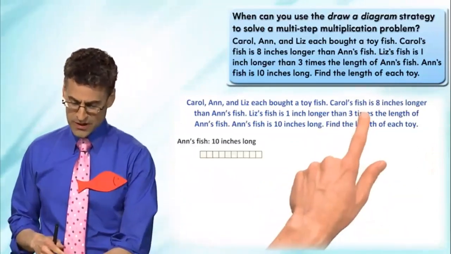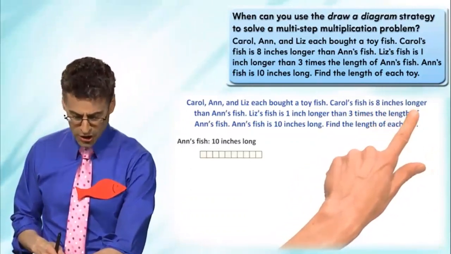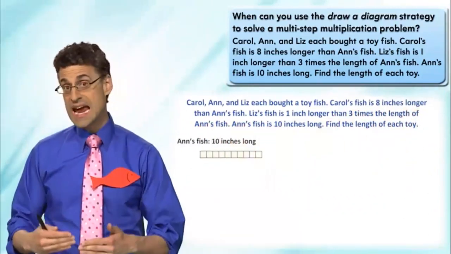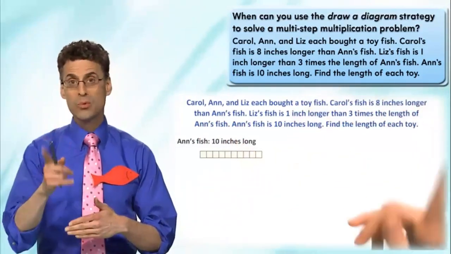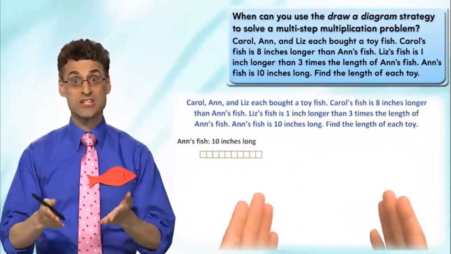So we know that Carol's fish is 8 inches longer than Ann's fish. 8 inches longer means 8 inches more. When I hear more or longer, I'm thinking addition.